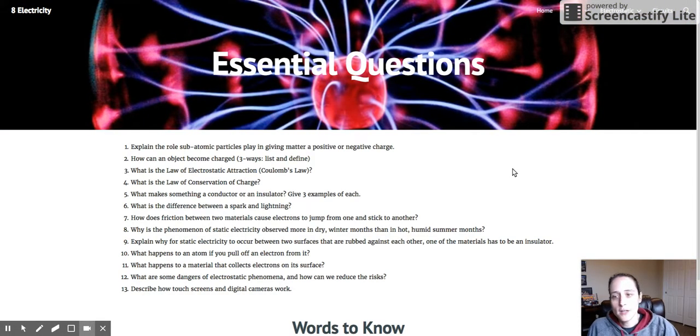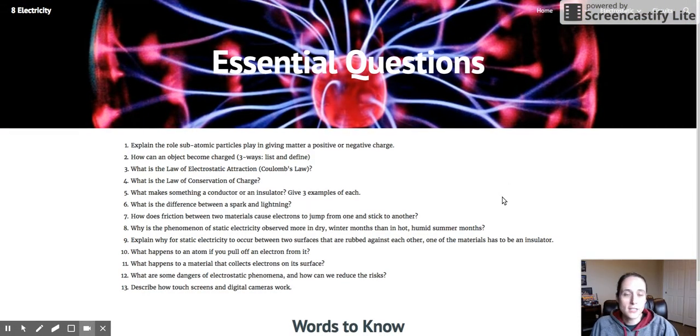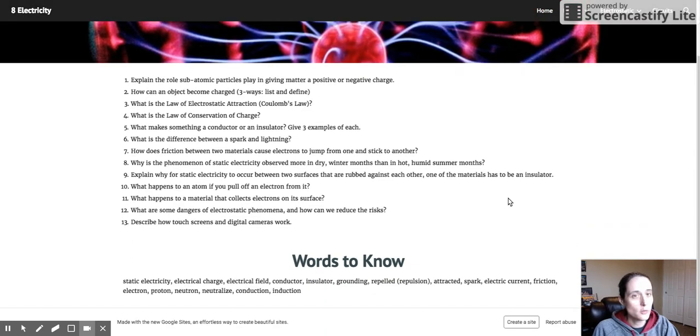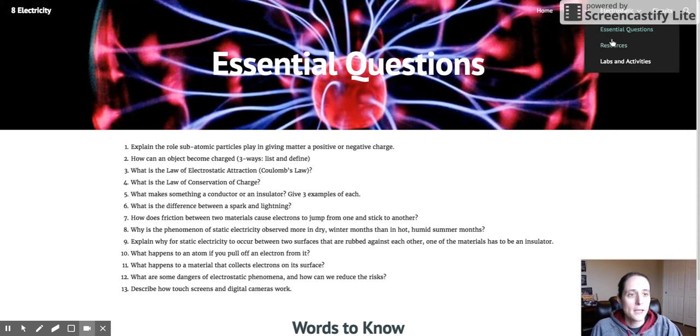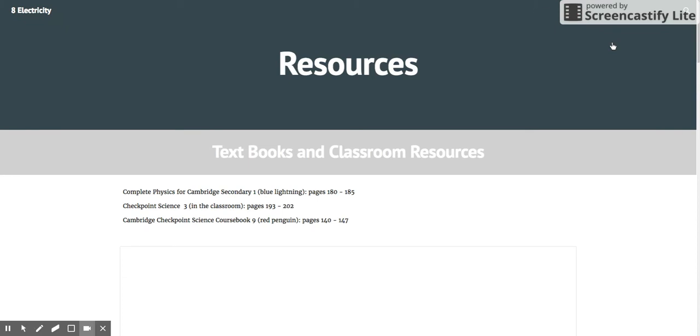So for essential questions this time around, there are 13 essential questions and several words to know. Remember, as you're writing your answers to the essential questions, it's important that you highlight the words to know as you use them. Building a glossary as you go along is also a good idea for these words to know because you will see them again on the assessment at the end of the unit. Make sure that you're answering and numbering your questions in your notebook so when we do notebook checks, you can answer the questions appropriately.